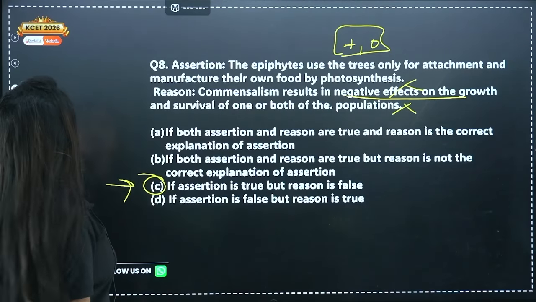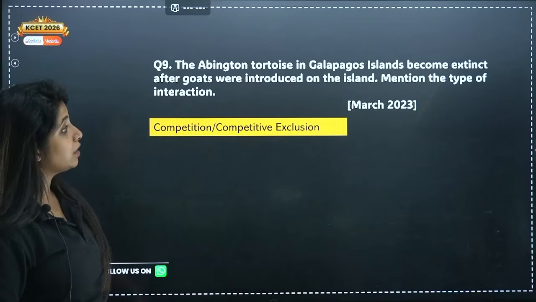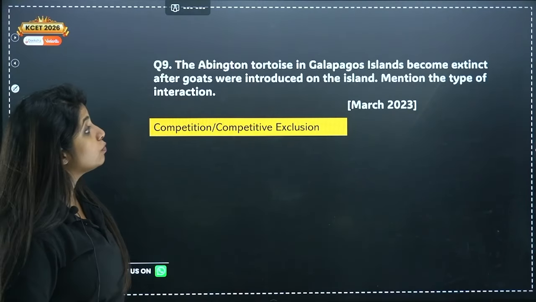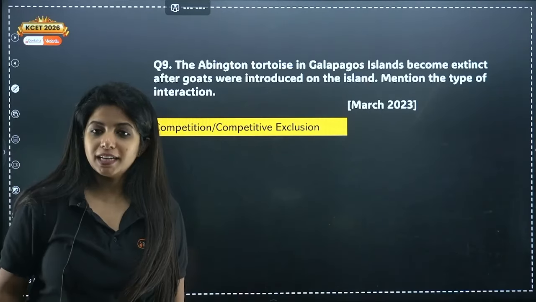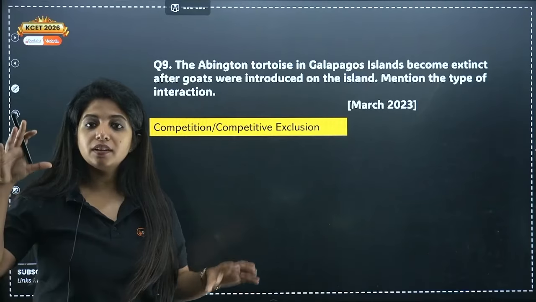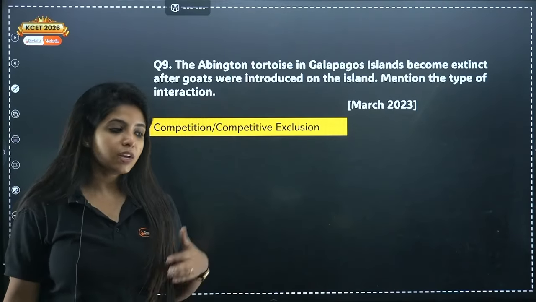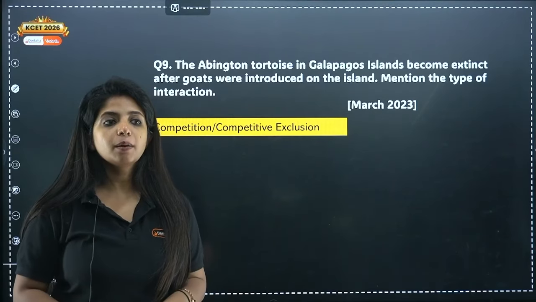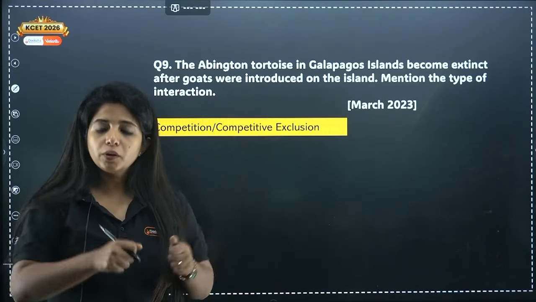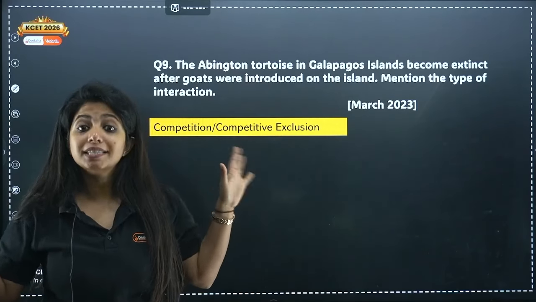Okay? Yes, ma'am. Next. Abingdon tortoise in Galapagos Island became extinct after goats were introduced on the island. Mention the type of interaction. I have already mentioned it, but let me tell you. So there were goats and there were Abingdon tortoise. Tortoise were the first one which were there, and then goats were introduced. So both of them were feeding on grass basically, and what happened is that when the goats were there, they dominated over this and they made sure that the Abingdon tortoise got extinct.